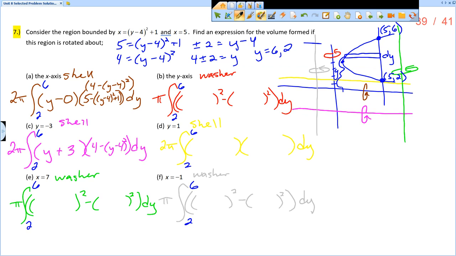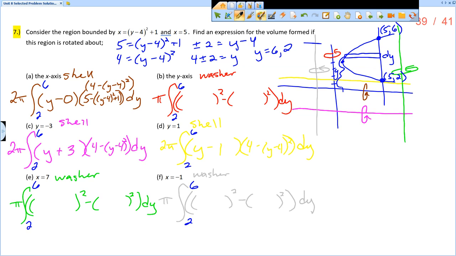And now let's go on to D. So now we have y equals 1, right? And so I'm going to take y minus 1. And then I have the 4 minus the y minus 4 squared, the height. All right, so that's the shell method.